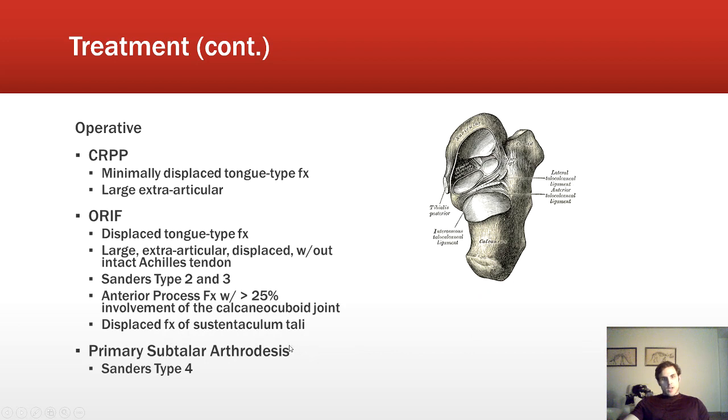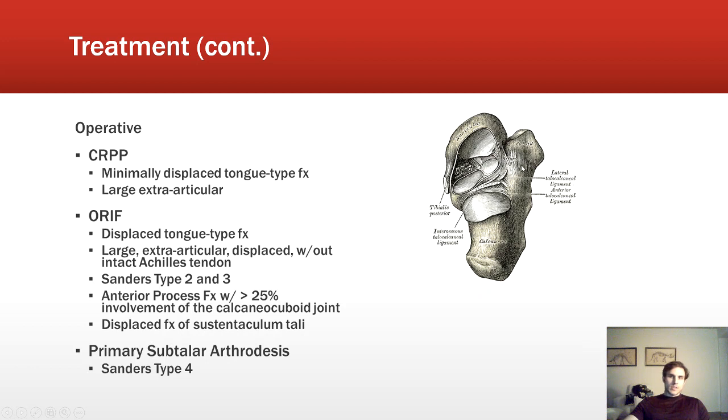Your third option for operative treatment is primary subtalar arthrodesis. This is where you're just doing a subtalar fusion, basically, and you'd want to do this to stabilize really comminuted fractures like Sanders type 4 fractures.